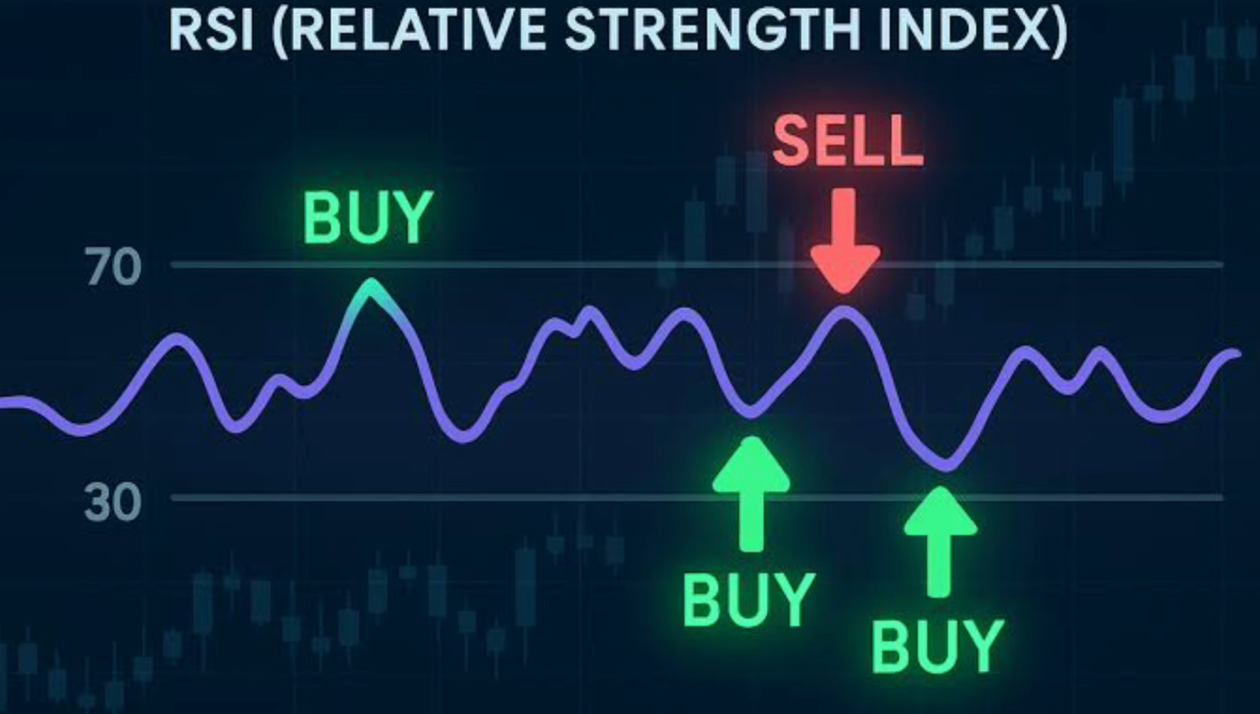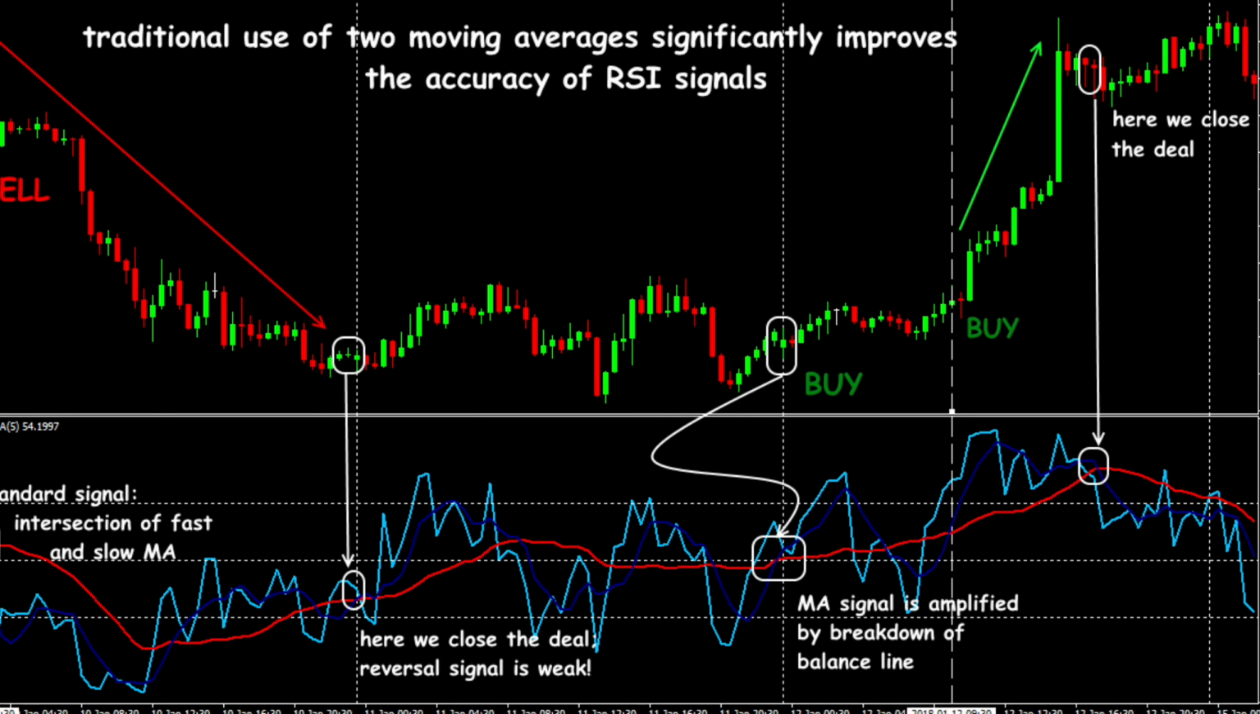Combined strategy. Entry confirmation, buy signal. Look for the RSI to move up from the oversold region below 30 whilst the MACD line simultaneously performs a bullish crossover, crossing above its signal line. This double confirmation is a strong buy signal.